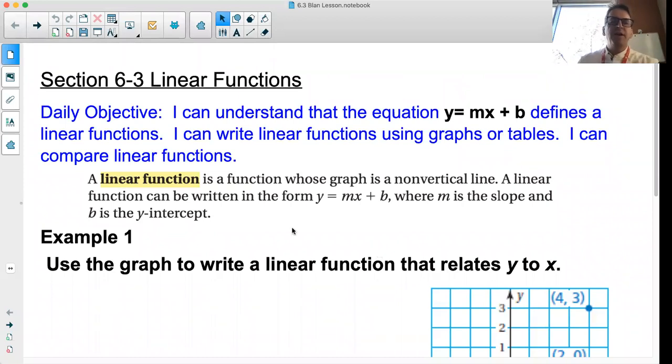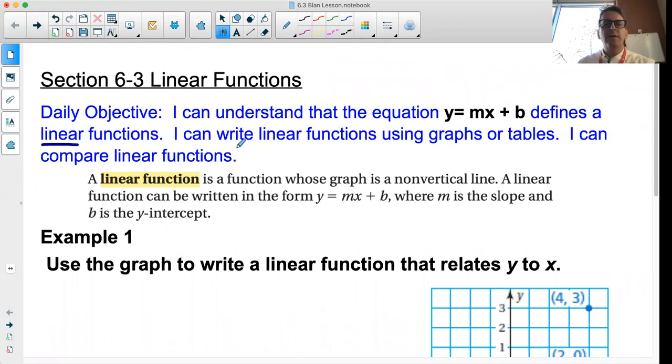Today's daily objective is: I can understand that the equation y is equal to mx plus b defines a linear function. I can write linear functions using graphs or tables. I can compare linear functions. So the key word here today is going to be our y is equal to mx plus b linear function.